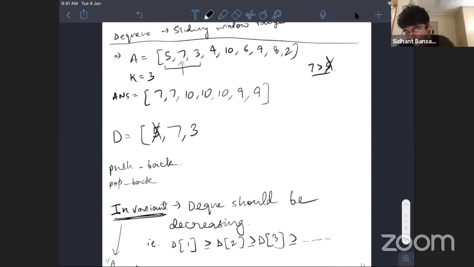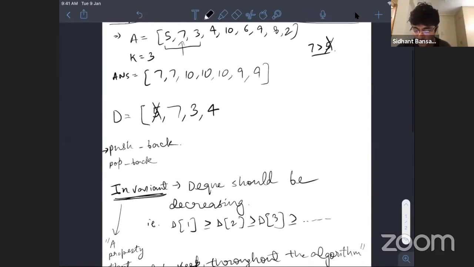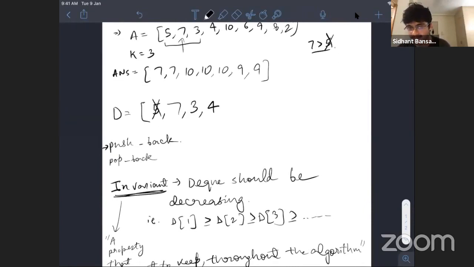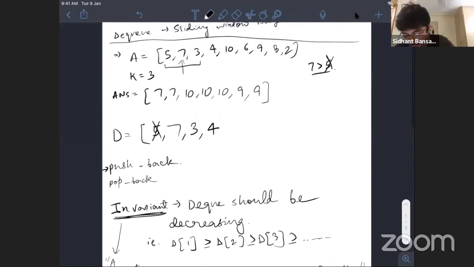Now when we are inserting 4, we'll again try to use the push back, but we have to maintain the invariant. We'll always have to keep in mind that we have to maintain the invariant. So to maintain the invariant, we'll have to pop out 3, because just putting in 4 breaks the invariant: now 7 is greater than 3, but 3 is not greater than 4. So to avoid getting things broken, we pop out 3 and then insert 4. And we'll keep on doing this.